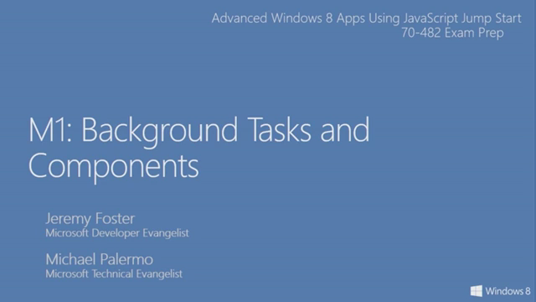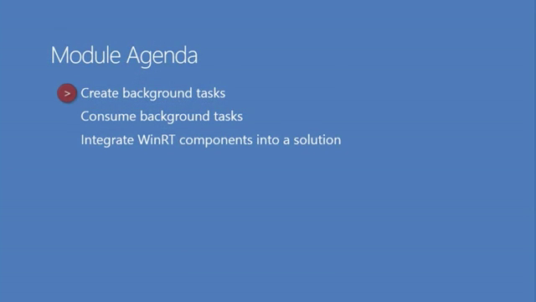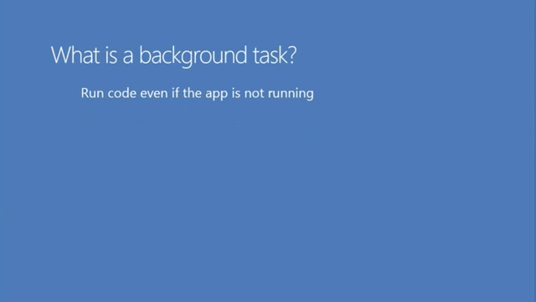So if we can switch over to my layer, so to speak, we're going to be getting into, first of all, background tasks. We're in Module 1, and specifically the agenda that we have right now is creating background tasks. But let's first ask what it is. And the real simple, robust line here is to run code even if the app is not running.